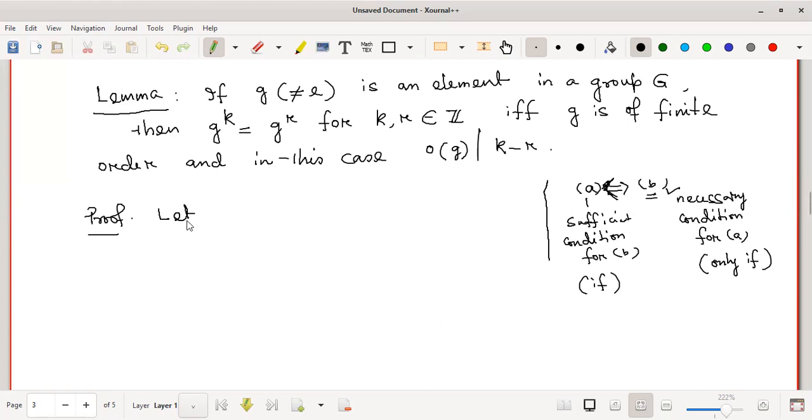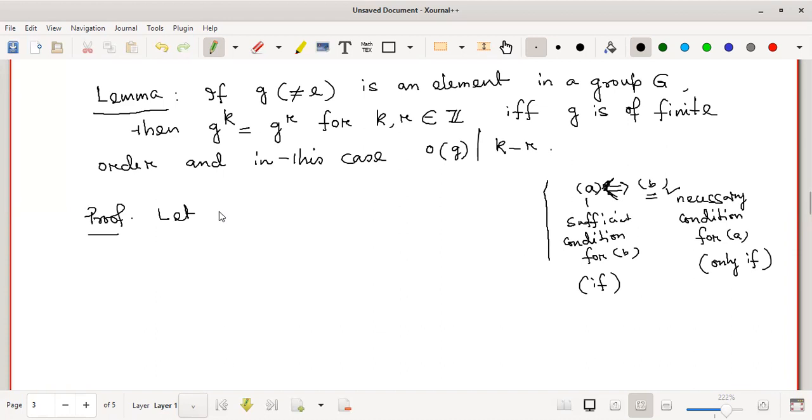And there is no specific rule that you have to prove the necessity part first and the sufficiency part later. You can prove sufficiency first also. There is no hard and fast rule. It is up to you which condition you are going to prove first. But of course, you have to prove both.